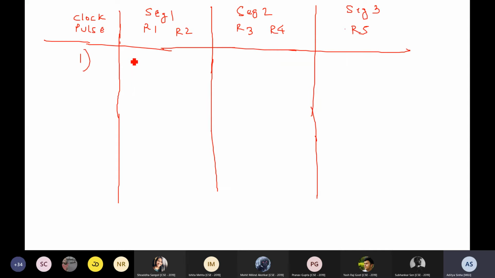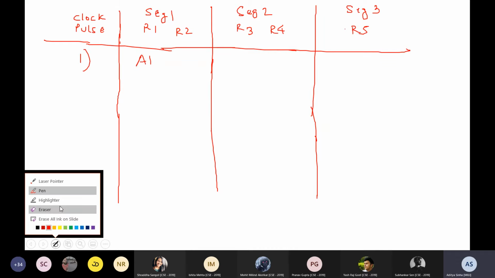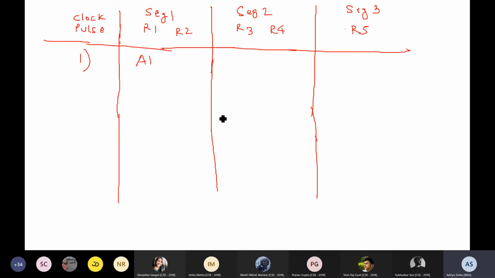First clock pulse, what was it? A1, B1, then nothing will come. In the second, I equals 1 here. In this case I equals 2, so it will come as A2, B2. Here it will be A1 into B1, and then you will have C1.